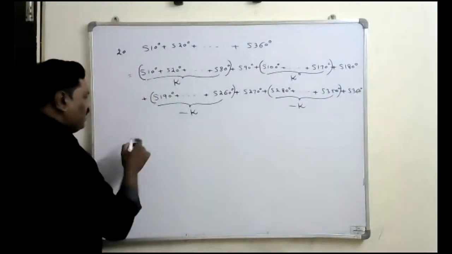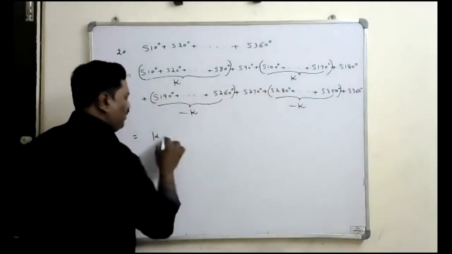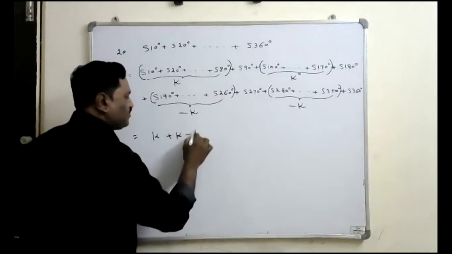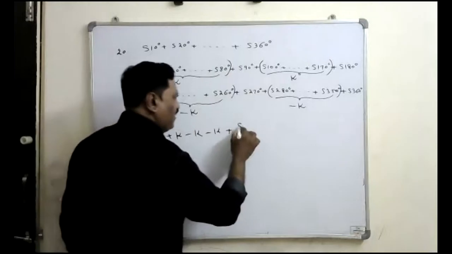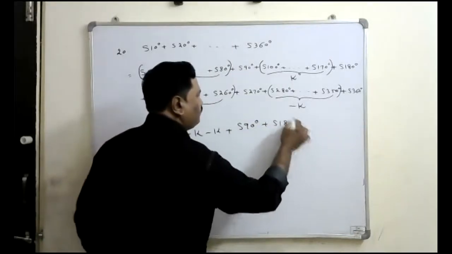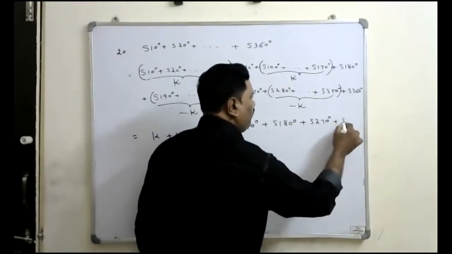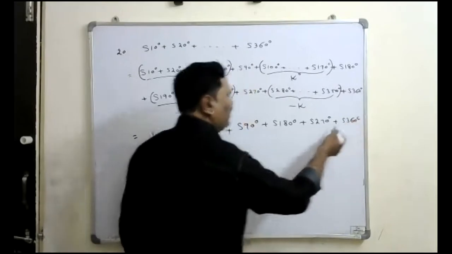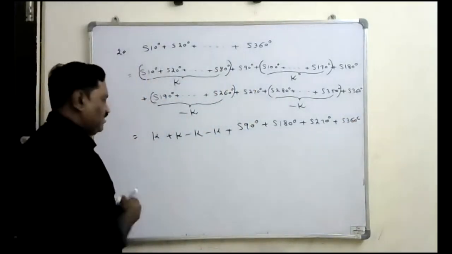Therefore, if we add them, this sum is k, this is again k, this is minus k, and that is minus k, plus in between we have sine 90 degree, sine 180 degree, sine 270 degree and sine 360 degree. Only the quadrant angles will remain. Now all these k's get cancelled.